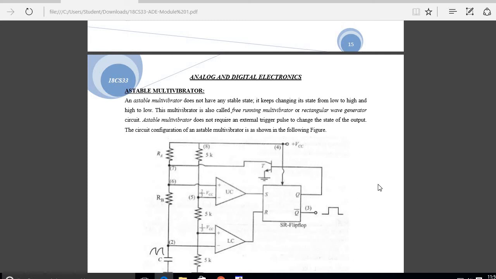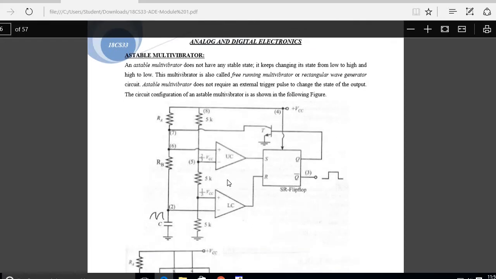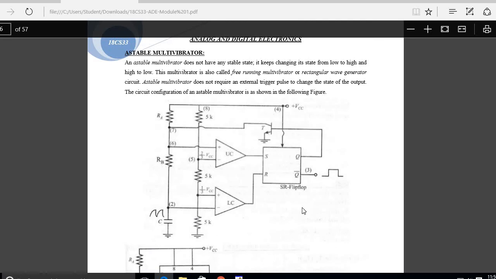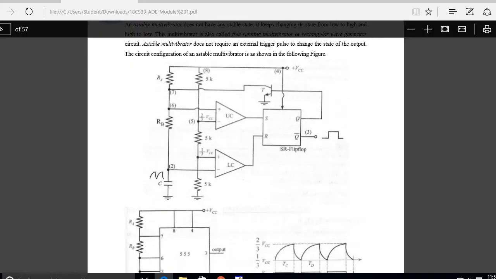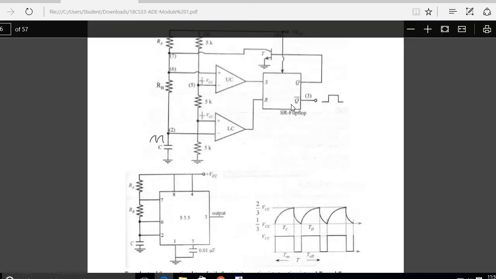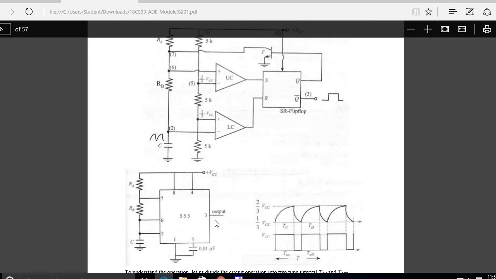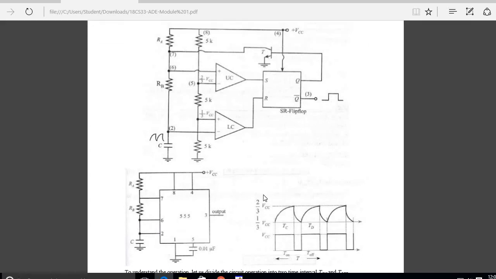The circuit configuration of the astable multivibrator looks like this. Same as before, it consists of two comparators, one SR flip-flop, a transistor and capacitors, and these two are the resistors. Again I am using the same 5 kilo ohm resistors in all three cases. This is the internal schematic diagram, this is how the IC 555 looks externally, and these are the waveform diagrams of the IC 555 timer astable multivibrator.